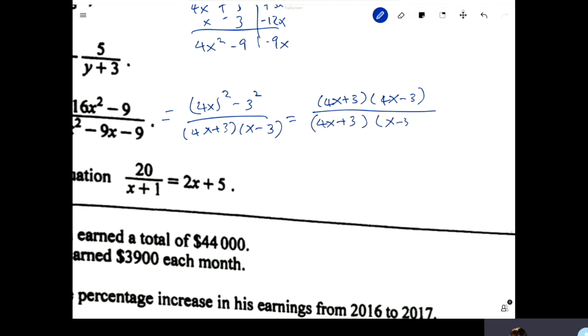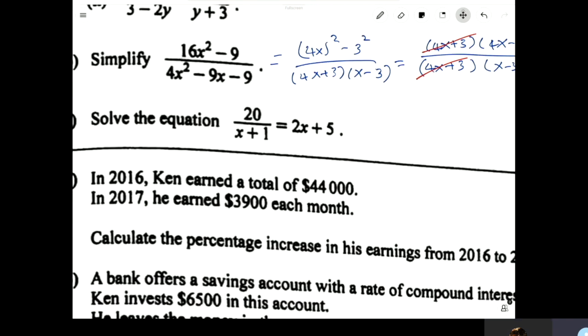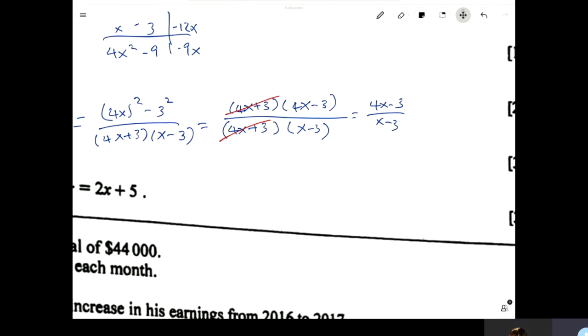Can you tell me what do we do next? Cancel the 4x plus 3. Yeah. So quite easy enough. We get 4x minus 3 over x minus 3. Final answer. Okay, next. There's nothing else to do.